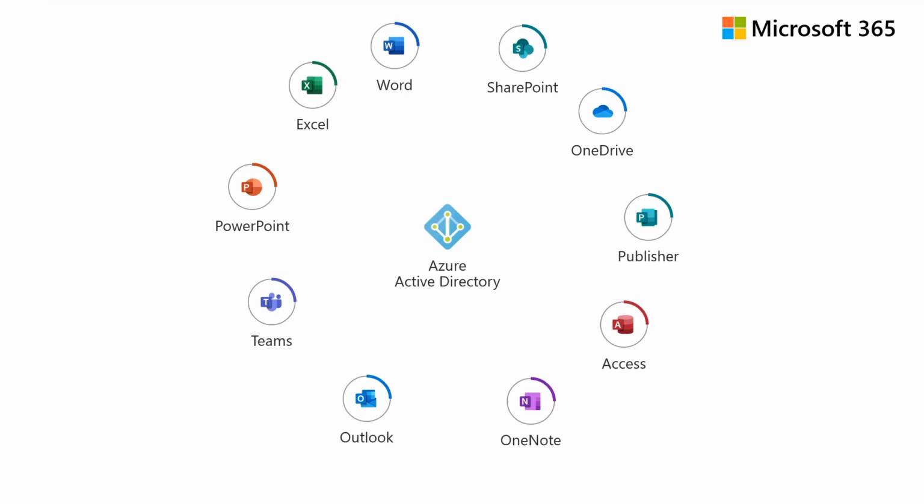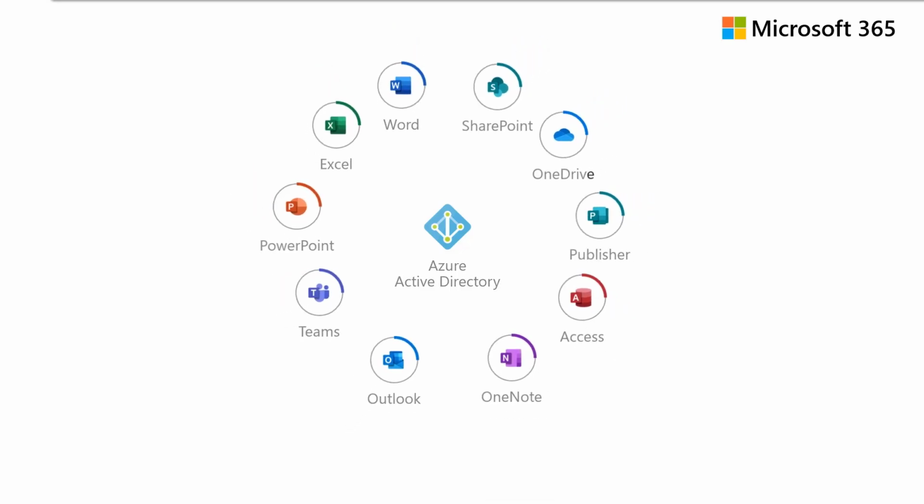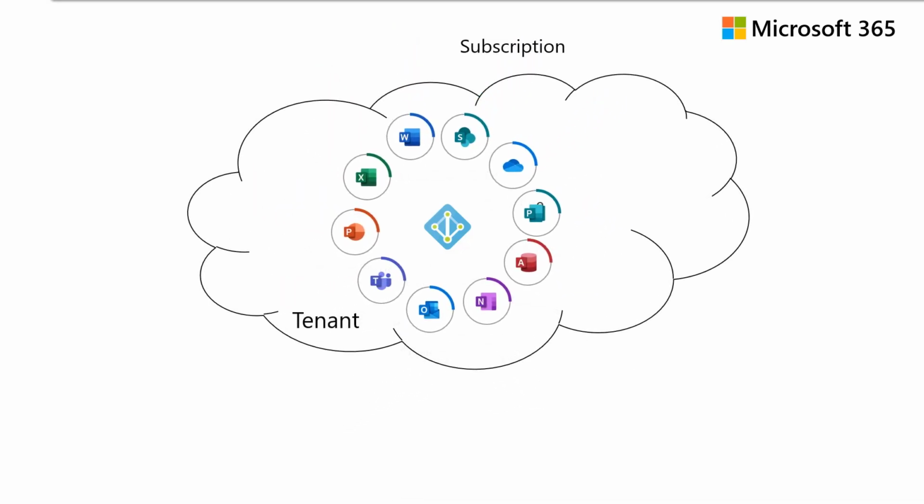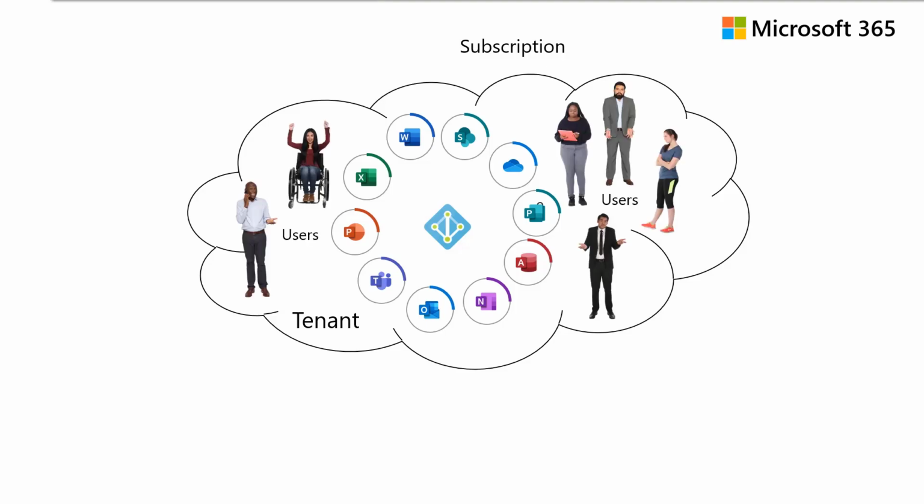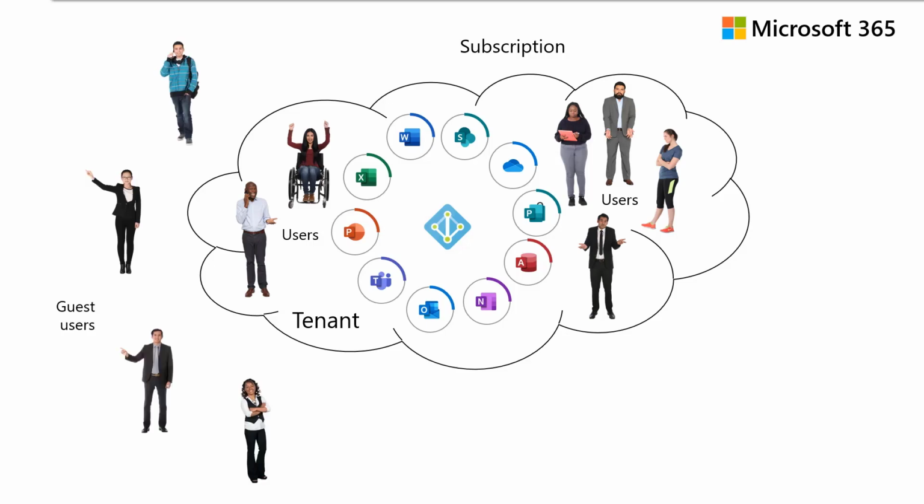When an organization subscribes to Microsoft 365, they get what's called a tenant. The tenant includes an instance of Azure Active Directory, plus all the data and content that users create, such as documents, emails, chat messages, and the like. The users are set up right in that same Azure Active Directory. When they log in, they see the data for that tenant. They can also invite guest users who can have limited access to the tenant for collaboration purposes.